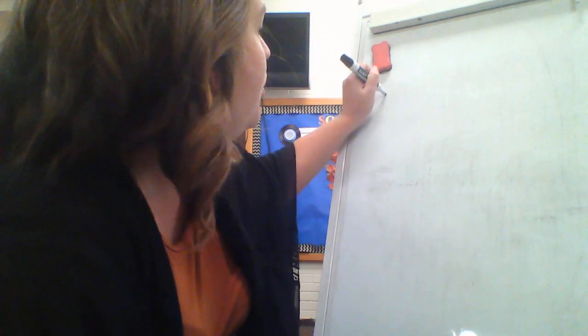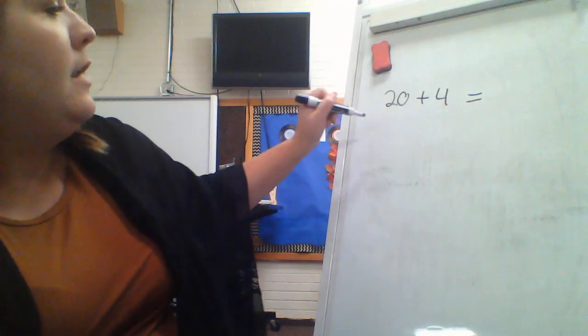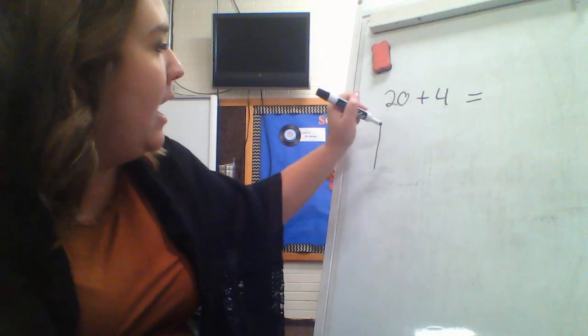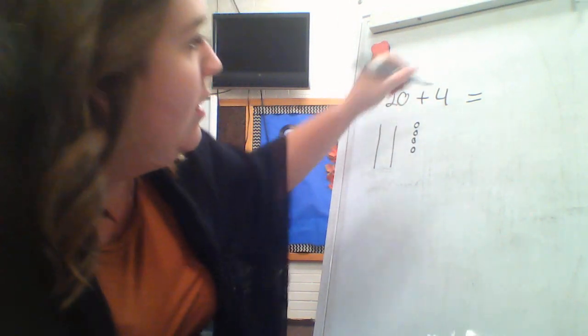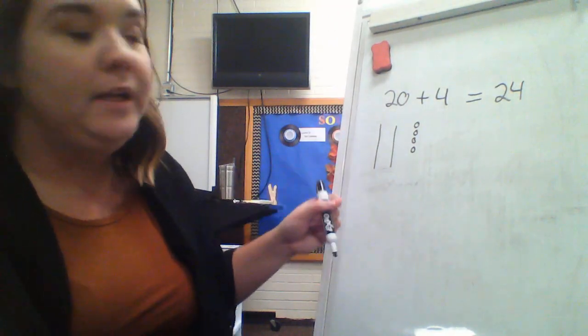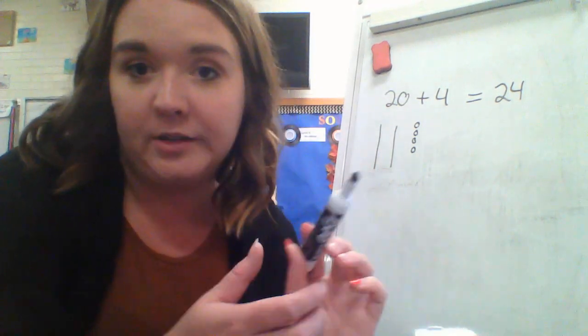And I'm going to show you a way to draw pictures that might help you when you have to add numbers like this. Okay, so I'm going to show you about quick tens and hundreds. Okay, so we have 20 plus 4 equals, now if I make a line, that means that it's 10. That's how I make a quick 10. 10, 20, 21, 22, 23, 24. So my answer is 24 because I made 2 tens, which is 20, and I made 4 ones for 4, so I have 24 altogether.